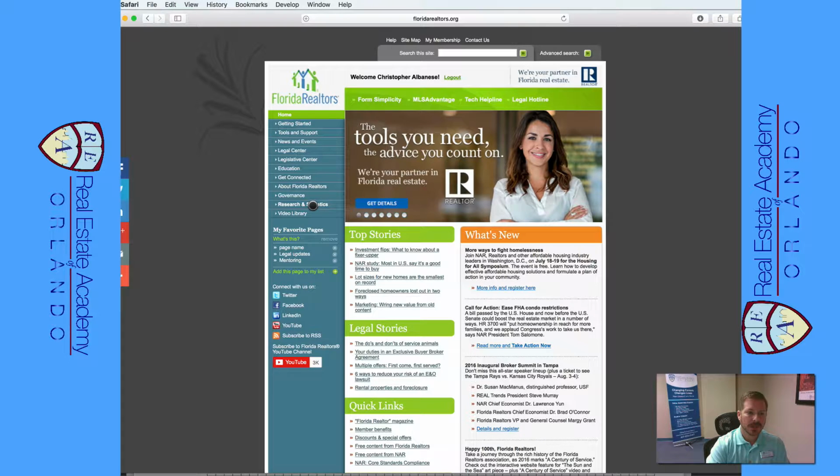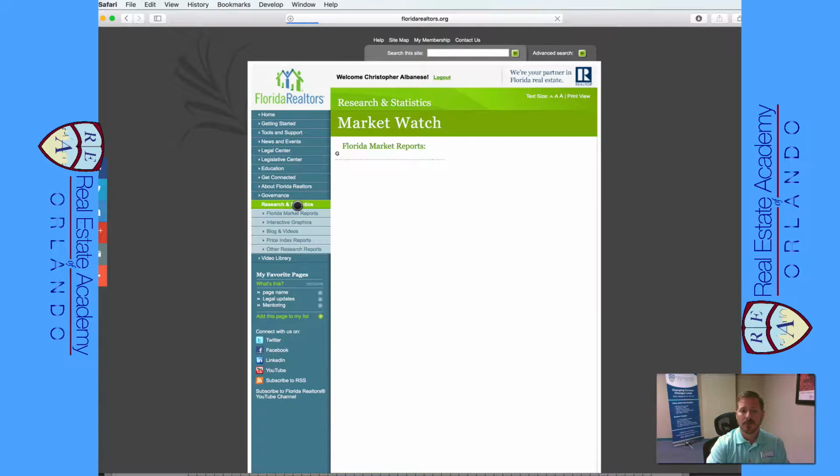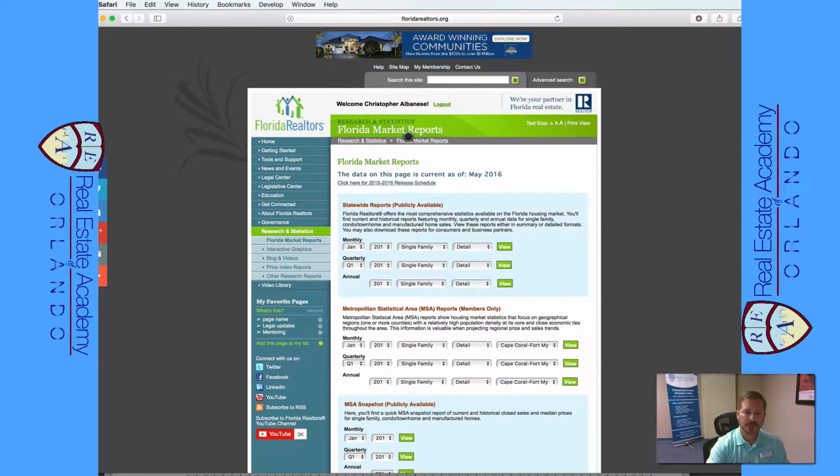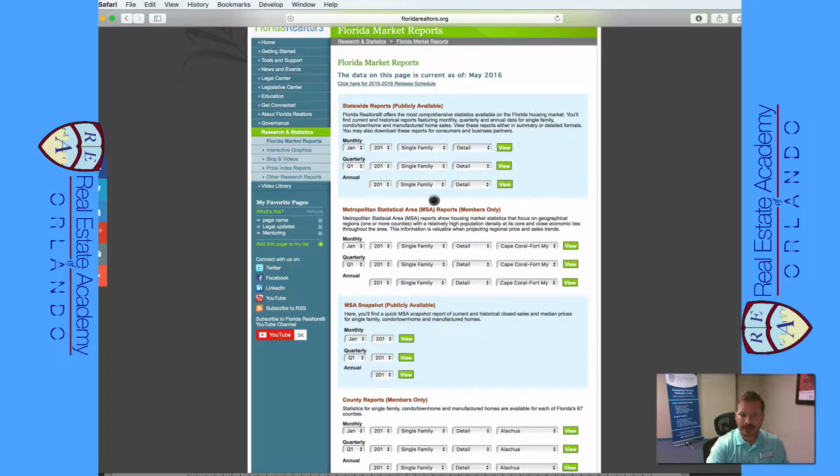For now, we're going to come down here to, on the left-hand side, Research and Statistics. We're going to click on that and then move over to the Florida Market Report. What this is going to allow us to do is take a look at a lot of different reports throughout the state, whether we want the entire state, metropolitan areas, by county, or by zip code. This is going to print out the bottom ones, all of the information for all of the state at once.